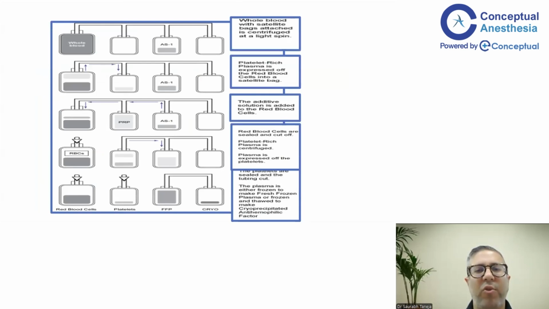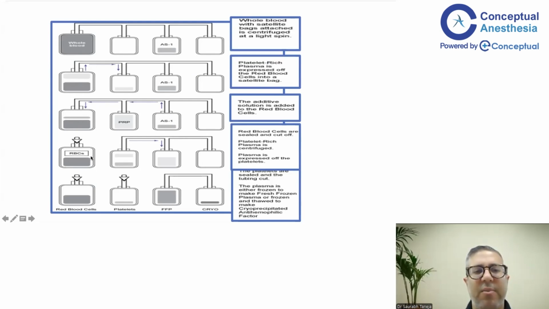So what happens? Whole blood with satellite bags attached is centrifuged in a light spin. As I told you, first you do a light spin to separate the packed red blood cells and the platelet rich plasma. Here you can see the platelet rich plasma is on the top. It is separated into the second bag, and this is the additive solution, which is added to the red blood cells. So then red blood cells are separated.